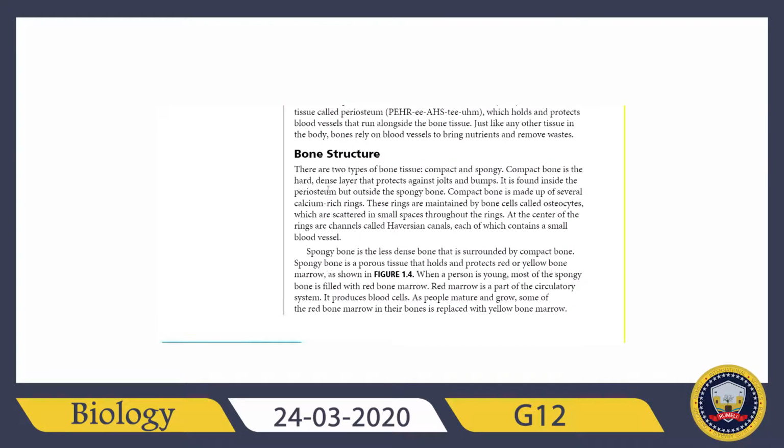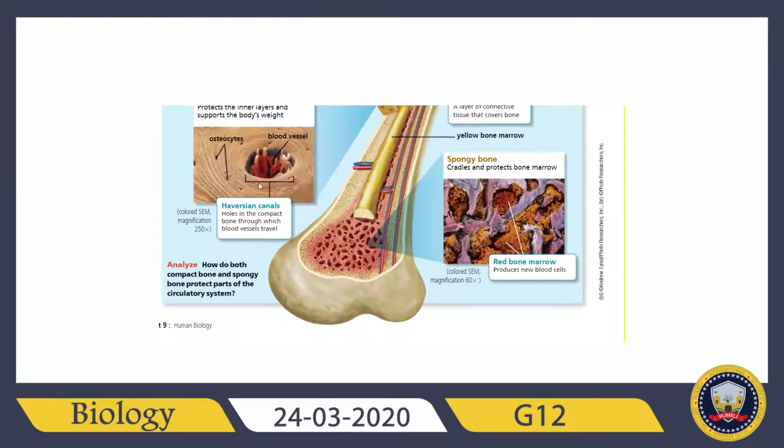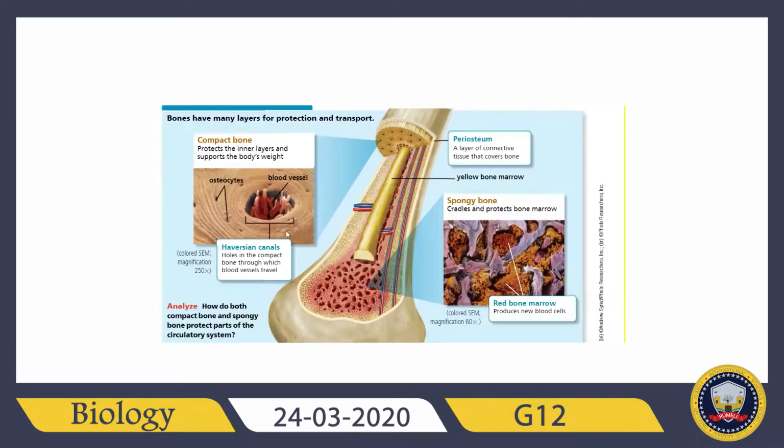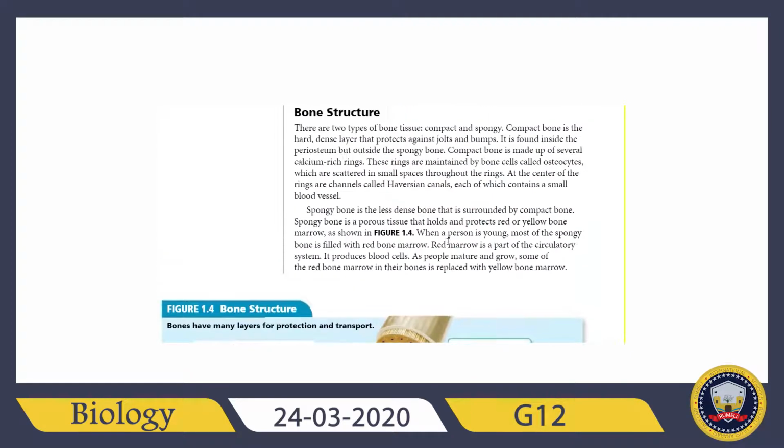So compact bone is a hard, dense layer that protects against jolts and bumps. It's found inside the periosteum but outside the spongy bone. Compact bone is made up of several calcium-rich rings. These rings are maintained by bone cells called osteocytes. These are osteocytes, okay? They are scattered in small spaces throughout the rings. At the center of the rings are channels called Haversian canals, each of which contains a small blood vessel. This is the Haversian canal, okay? It contains and protects the blood vessels.